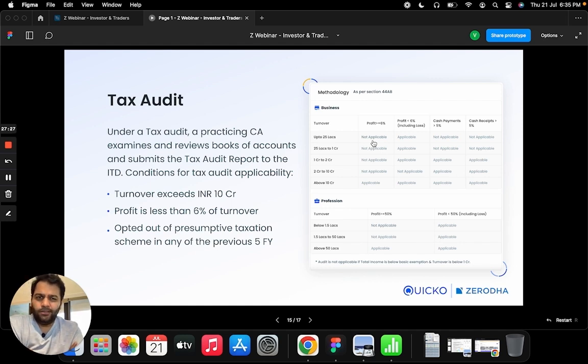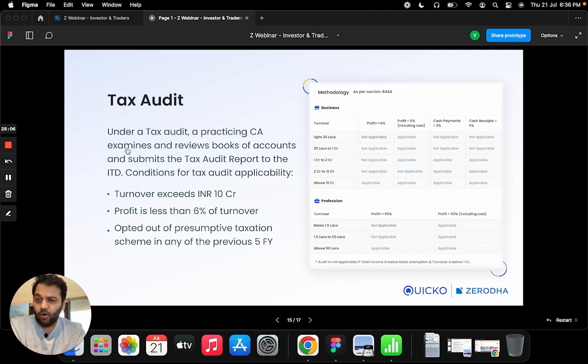Now there's a lot of discussion and debate around what are the thresholds and what are the different conditions. So I'm also going to shed some light on it, but let's very quickly walk through this. Under tax audit, a practicing chartered accountant examines and reviews your books of accounts and submits the tax audit report to the income tax department. The general condition of tax audit applicability is if your turnover exceeds INR 10 crore, right? So there's a turnover threshold. Or if your profits are less than 6% of turnover. So now this means either your profits are less than 6% of turnover or you have incurred losses.